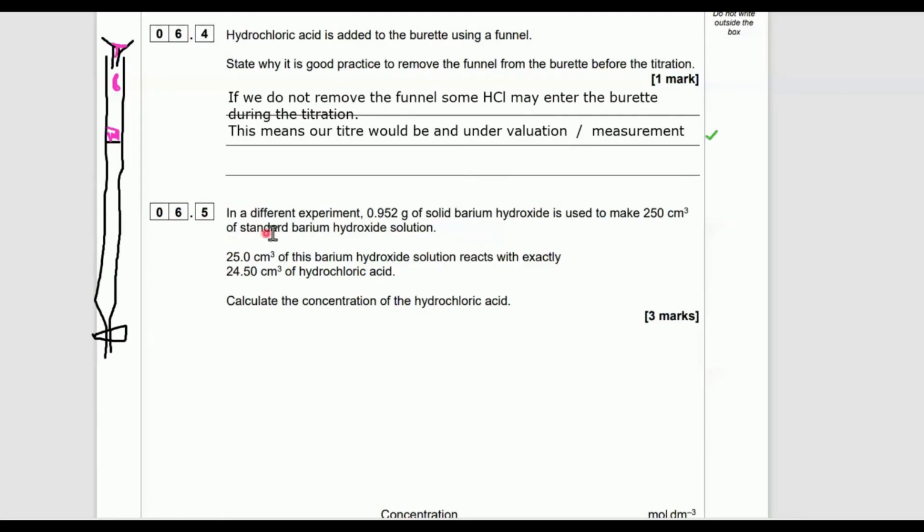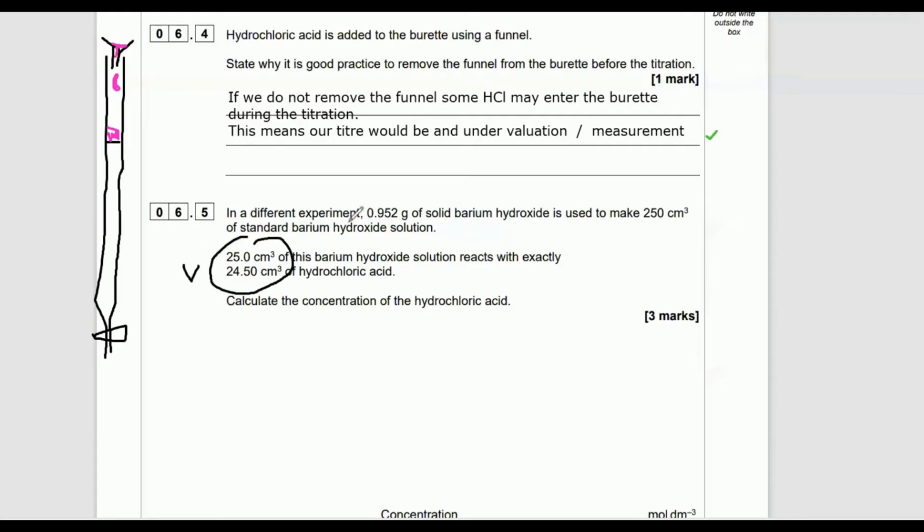In a different experiment, 0.952 grams of solid barium hydroxide is used to make 250 centimeter cubed of standard barium hydroxide solution. 20 centimeter cubed of this barium hydroxide solution reacts exactly with 24.50 centimeter cubed of hydrochloric acid. Calculate the concentration of the hydrochloric acid.